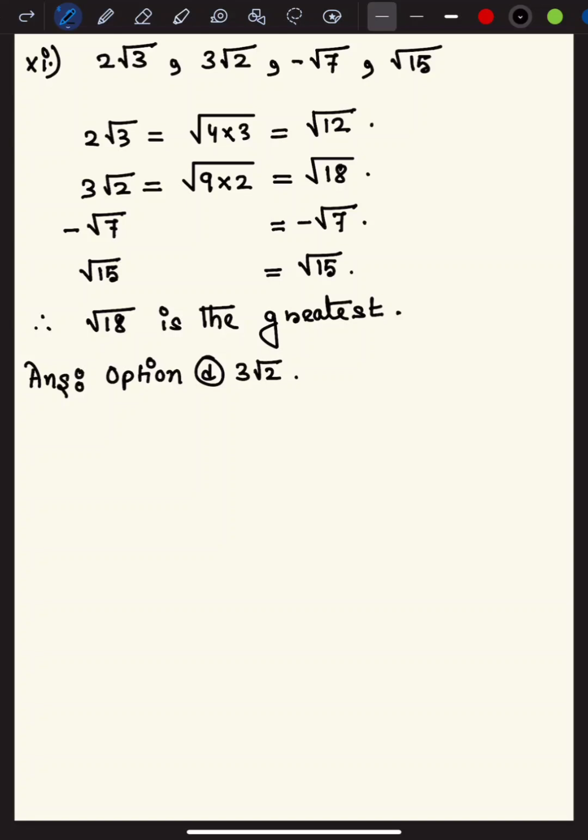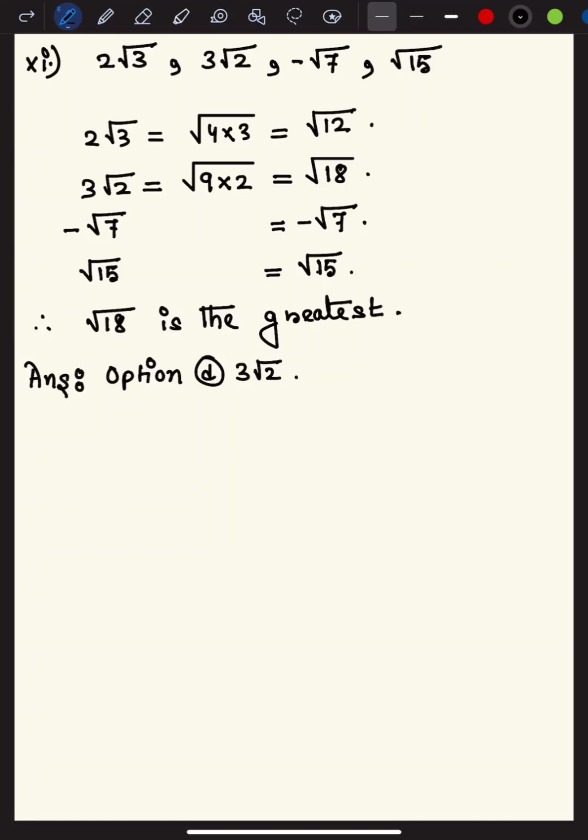Okay. Now we are asked to find out the greatest among the following real numbers. Okay, 2 root 3, 3 root 2 minus root 7 and root 15. For this, first understand one thing. In order to find out which one is the greatest number, we need to just square all the terms. Or what we can do is we can just put everything inside the square root. So 2 root 3 becomes root over 12, 3 root 2 becomes root over 18, minus root 7 will be minus root 7, right?